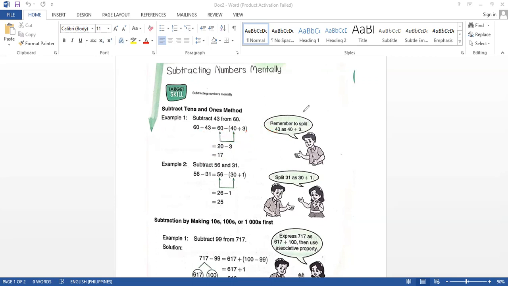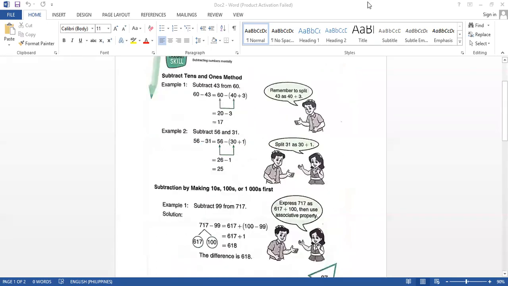Okay, another example. Here we're going to subtract 31 from 56. Again, we use the method. We're going to split the 31 here. So 56 minus 31. If we're going to split 31, this is how it looks like.